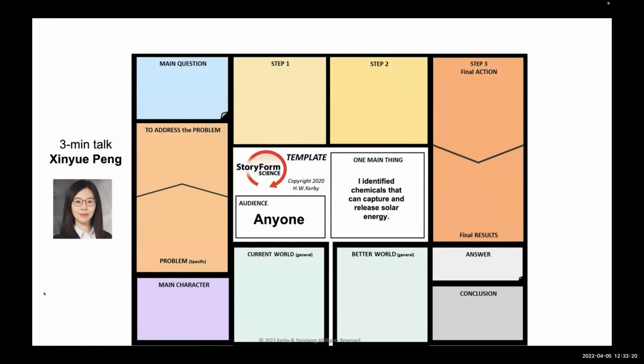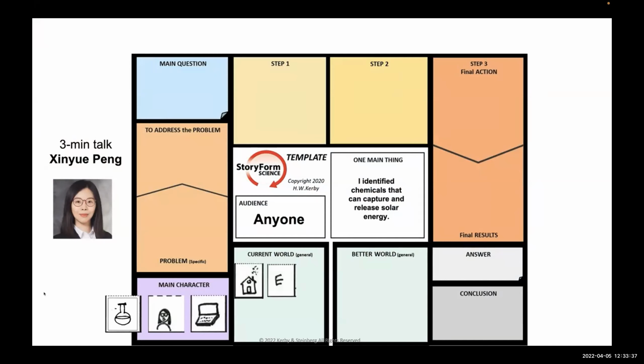Morning, everyone. My name is Xingyue Peng. I'm a 5th-year PhD student in chemical engineering. Today, I'm going to talk about storing solar energy with chemistry. People in the world need energy, and all the energy we need in a year is delivered to the Earth by the sun in 1 hour.